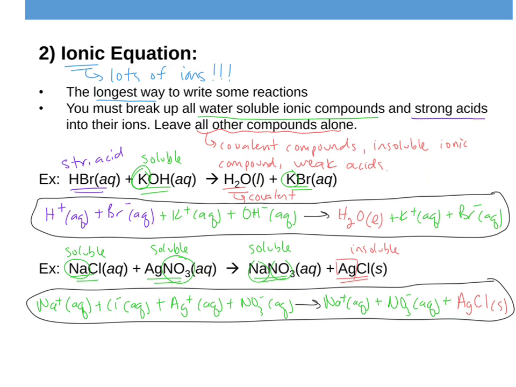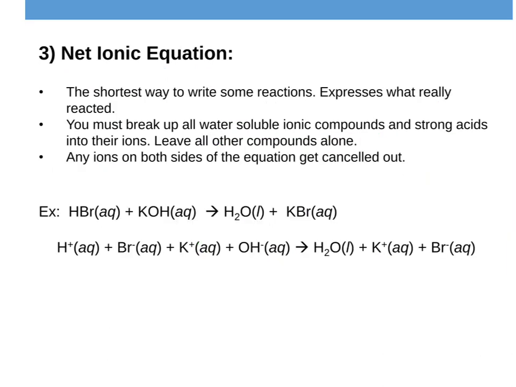So then we have the net ionic equation. Let's talk about that. The net ionic equation, so net as in, you know what net means. The net means overall. The overall ionic equation. Overall, what is happening? It's the shortest way to write some reactions, and it expresses really what happened, what's really reacting.